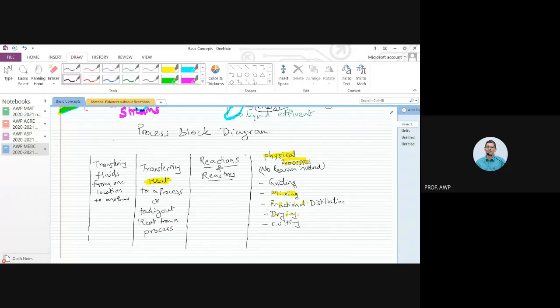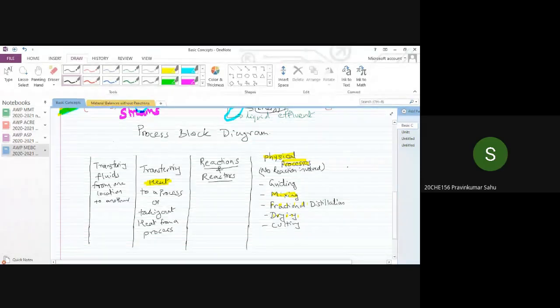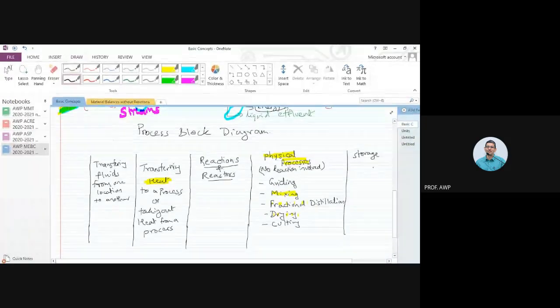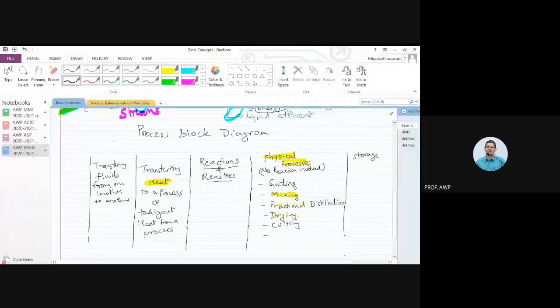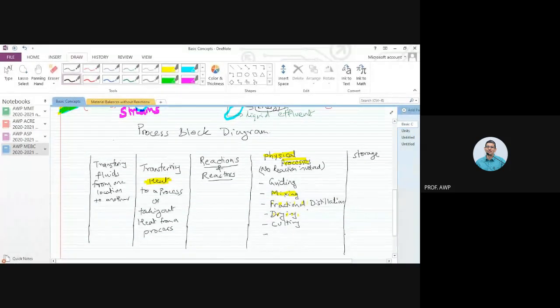Can you think of some more common features? Storage. Excellent. Purifying. Now, purifying, doesn't it come under this category? Physical process. That purifying is a step having different things. It could be crystallization, it could be distillation.